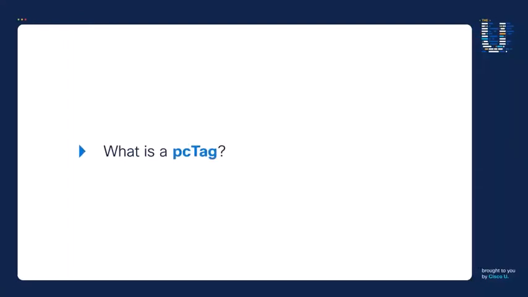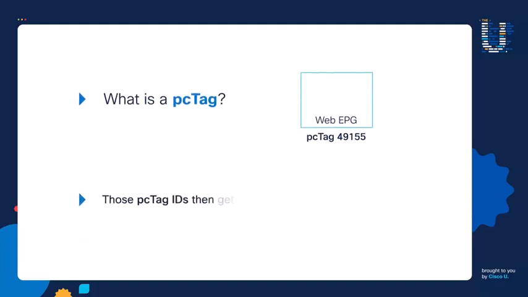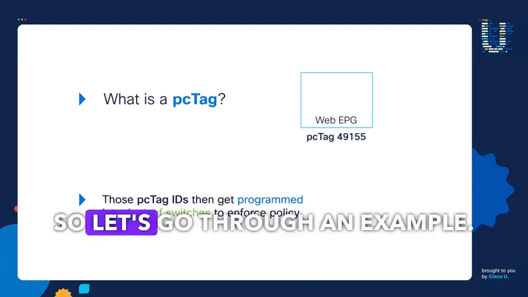So what is a PC tag? When you create an EPG, a PC tag ID is automatically assigned to it. And those PC tag IDs then get programmed into the leaf switches to enforce policy. So let's go through an example.